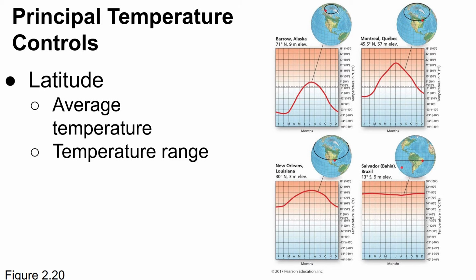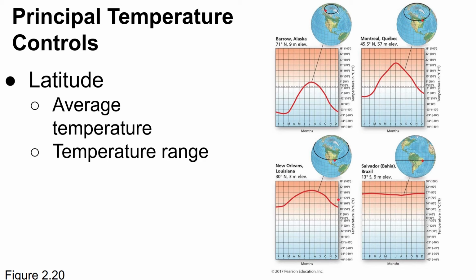As we move from 13 degrees away from the equator to 30 degrees away from the equator, now you can see the temperature curve. It's peakier. There's more of a difference from the summer high temperatures to the winter low temperatures. So the temperature range is higher, and the average temperature, instead of 80, looks like it's in the low 70s or the high 60s.